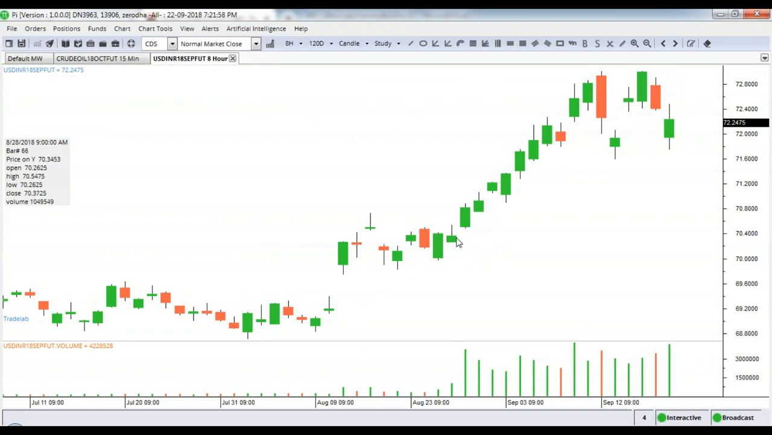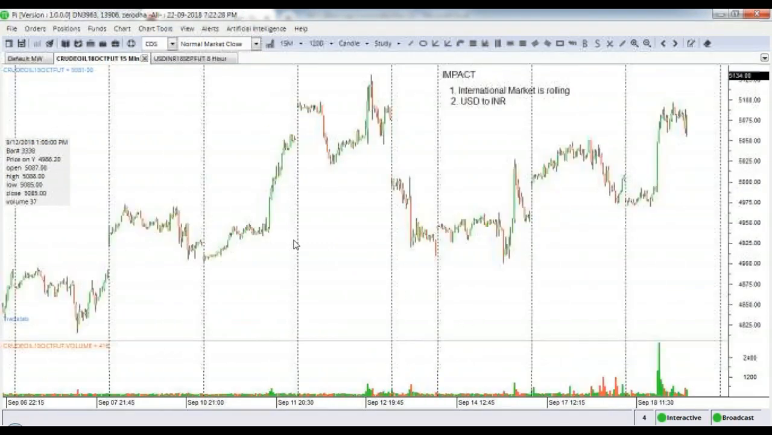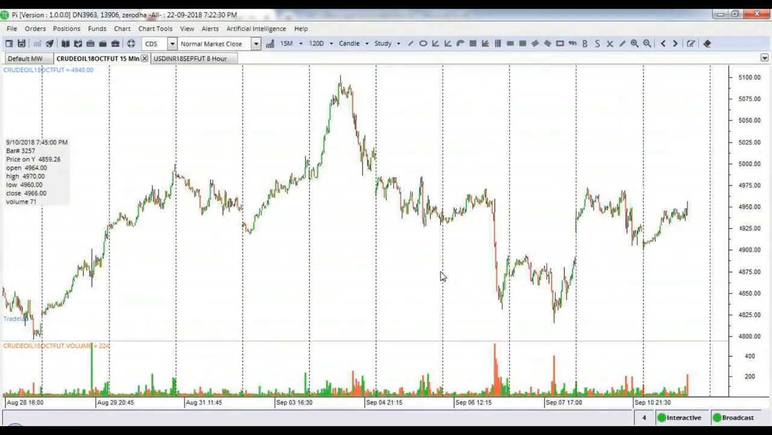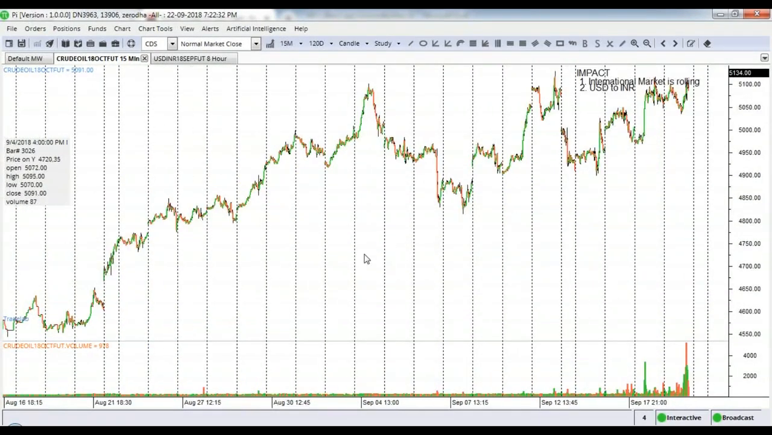So somewhere closer to end of August, towards mid of September, it was a really sharp movement from say 70 rupees to almost 72 or 73 rupees, right? So it is a 3 rupee move, which started happening from end of August onwards. So this will also have an additional impact on the crude prices.